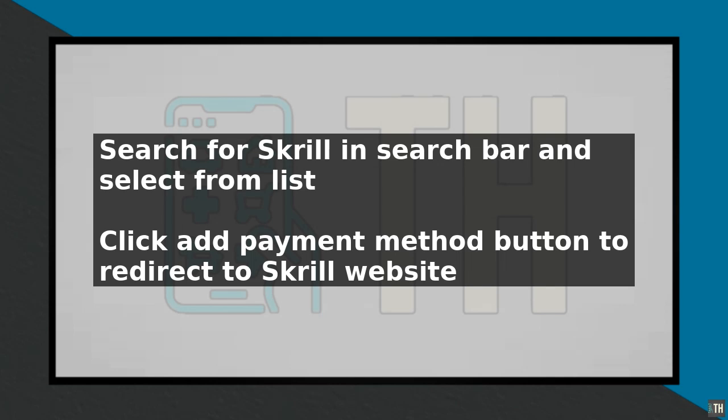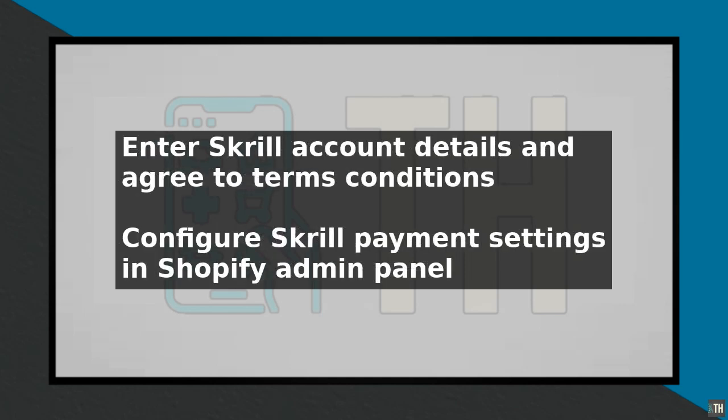In the payment settings, you can choose the countries where you want to offer Skrill as a payment option and set the payment capture to either automatic or manual. You can also set the payment instructions and the payment description. After configuring the payment settings, click the Save button to save the changes. Skrill will now be available as a payment option on your Shopify store.